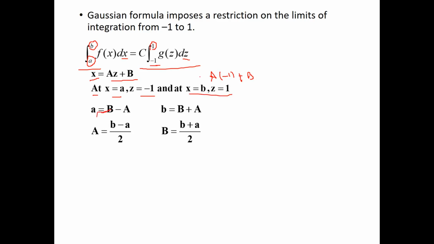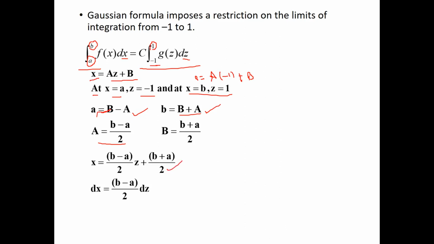Now this gives small a, which is what is written here: a is equal to b minus a, and when we put b it gives b plus a. So from here we get the values of a and b by solving these two equations. Once we have a and b, we can write the value of x. So x is equal to (b minus a) by 2 times z plus (b plus a) by 2, and we differentiate it to get this value.